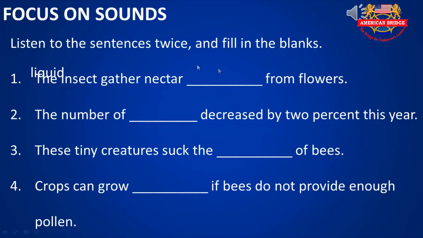Okay, so after you hear this, what are you going to fill in for the first one, everyone? The insects gather nectar liquid from flowers. So the first initial is letter L, right? Okay, so number 2, the number of colonies decreased by 2% this year. So the answer is colonies, right? So this word has 3 syllables, col-o-ny, right? And letter L is the sound in the middle as well.